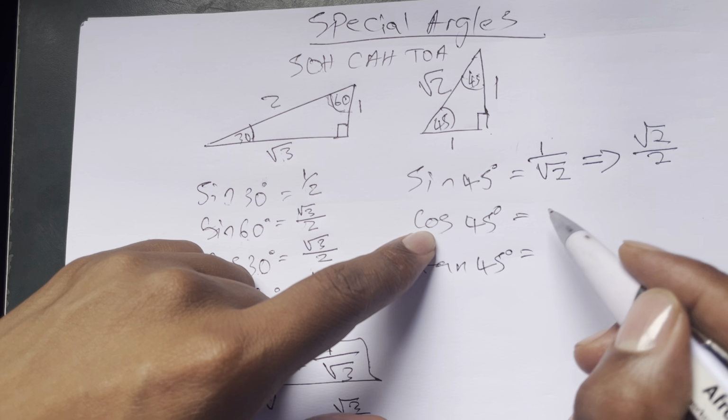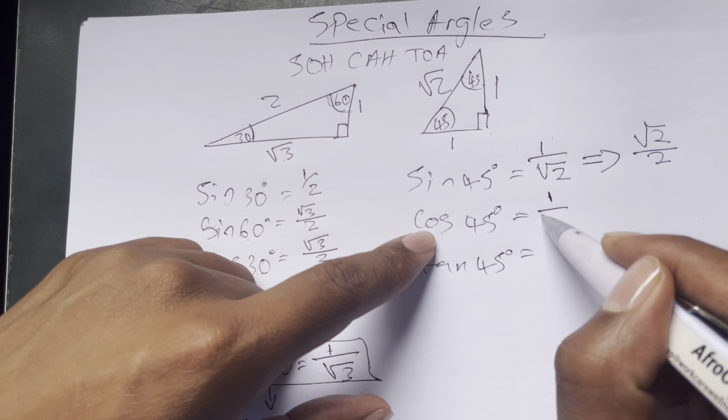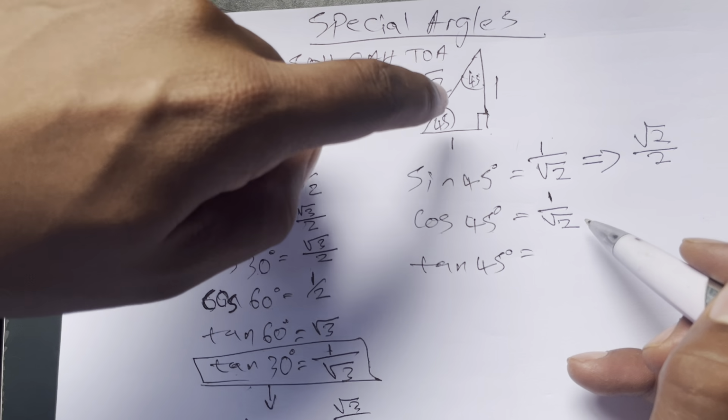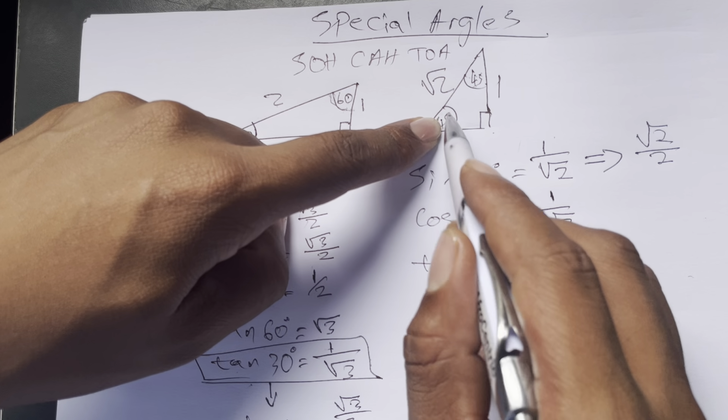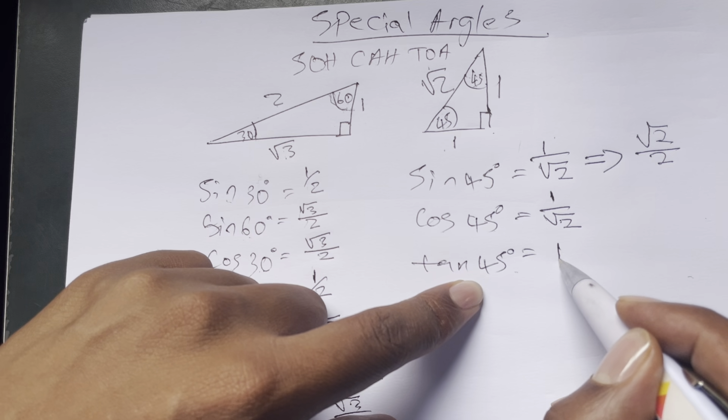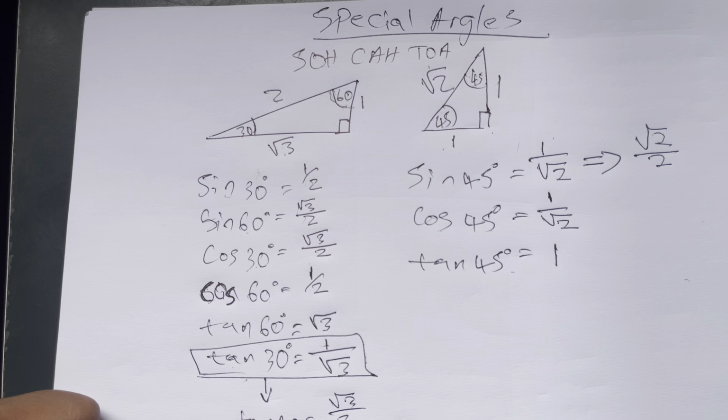Then cos 45, you're going to get the same thing, 1 over square root of 2. Because if you're focusing on this 45, it's 1 over square root of 2. Then tan 45, it's 1 over 1, which will give you 1. Right.